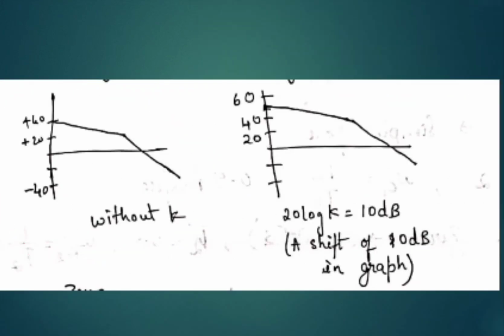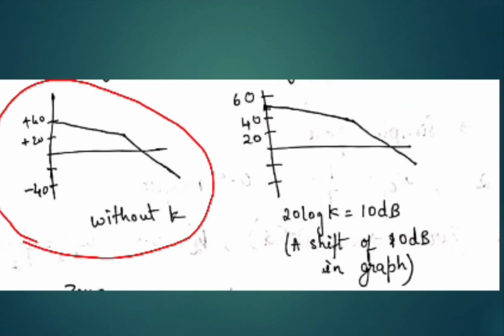So now let's take an example. This is the magnitude plot without the value of K, and the magnitude at origin is plus 40 decibel. It means that this is the point at which the graph is going to start. Now let us assume the second case with the value of K, that is 20 log K is equal to 10 decibel. So there is a shift of 10 decibel in the magnitude at origin. So before it was 40, now it is going to be 50 decibel. So it means that the graph has just a shift of 20 log K. Considering this as a basic, let us do the problem further.